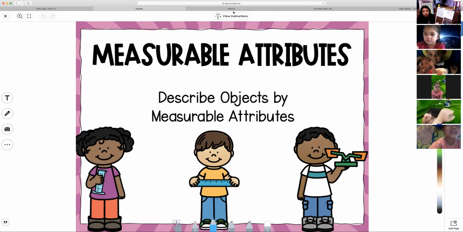I see it. You just need to press on your face, the little box in the corner. Then it just says measurable attributes. Describe by measurable attributes. Okay, so you see it. You need to click on my face, on Miss D. No, well, you just need to press it on the box in the corner.